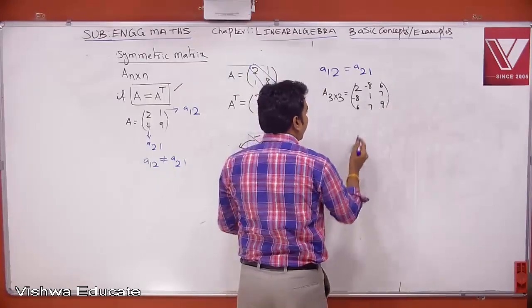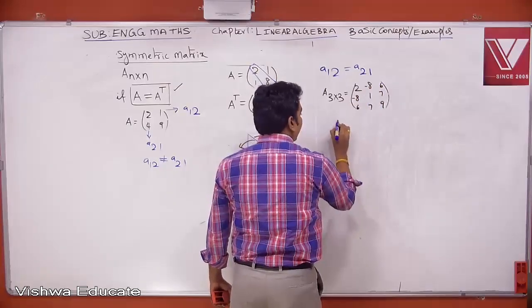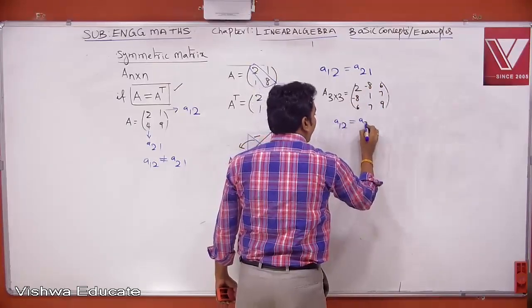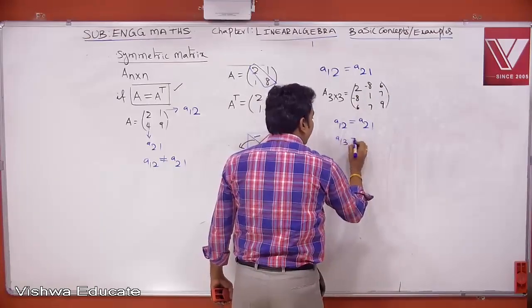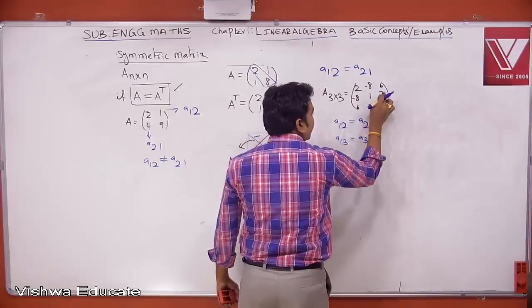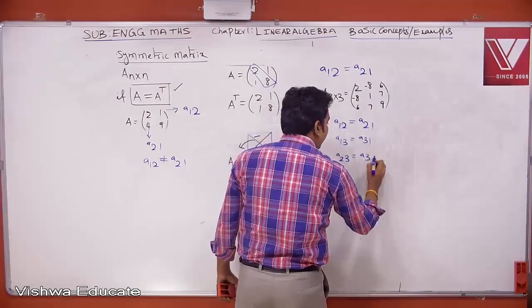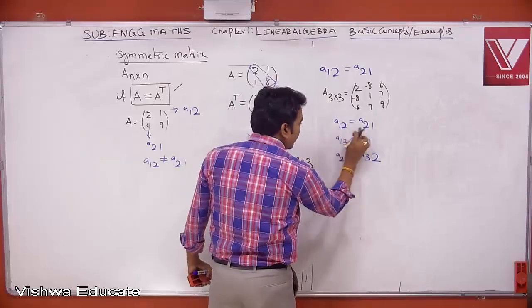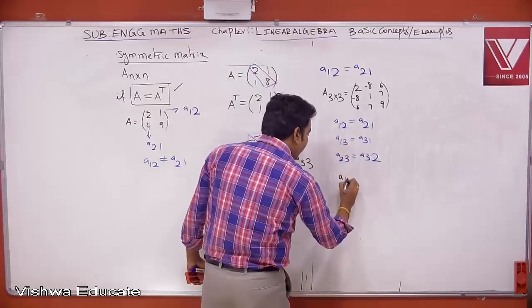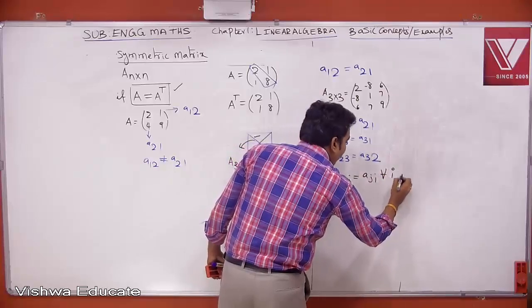So in this case, this -8 is A12, this is A21. So A12 equal to A21. This is A13, this is A31. So A13 equal to A31. This is A23 and this is A32. So A23 equal to A32. Therefore, indirectly what I mean to say is, Aij must be equal to Aji for all i comma j.